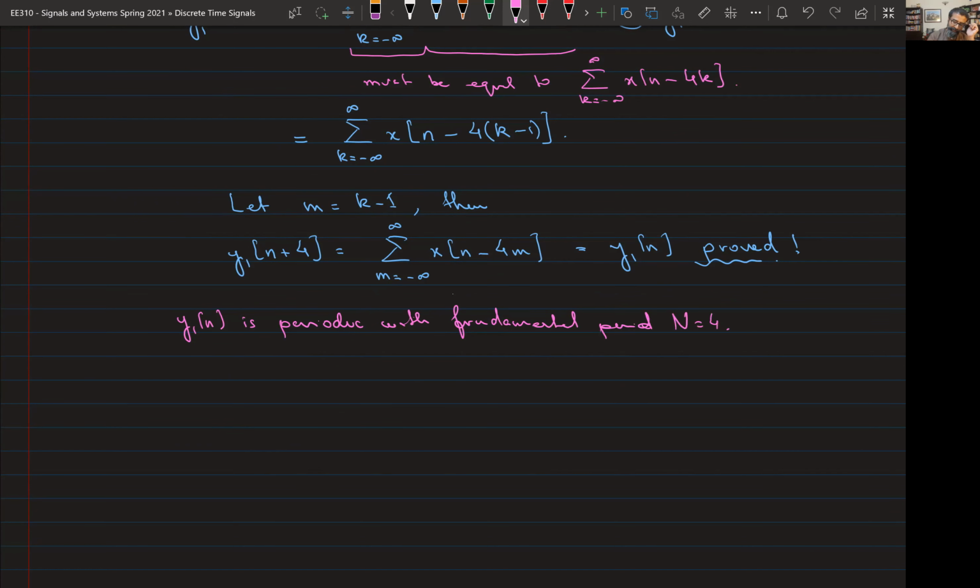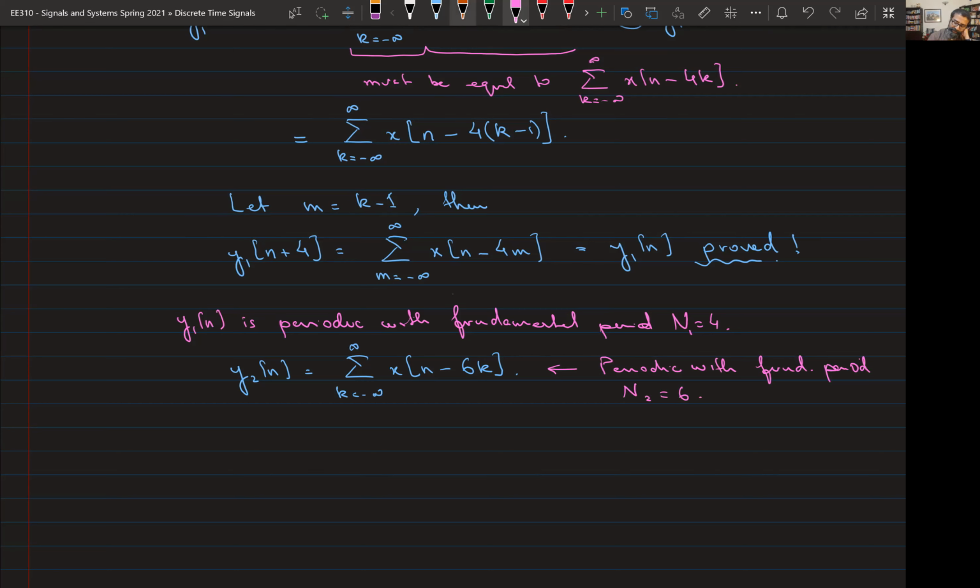Now let me give you another signal, which is y2 of n. And y2 of n is the summation from k equals minus infinity to plus infinity of x of n minus 6k. Going by the same set of principles, I can show this is periodic with, what's the period? Six, right? So this is n1 equals 4 and this is n2 equals 6.